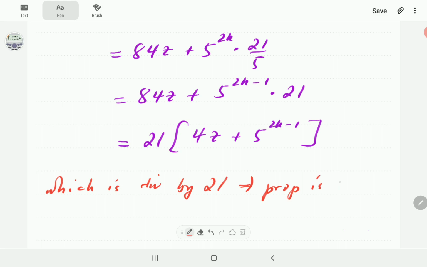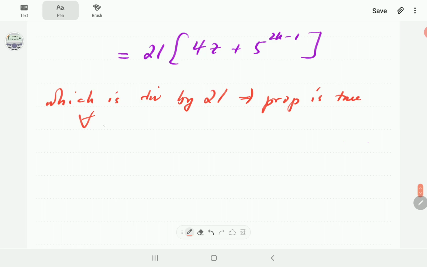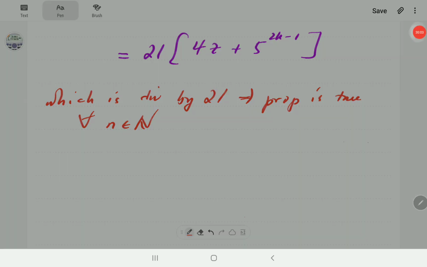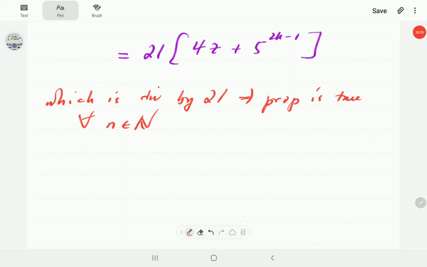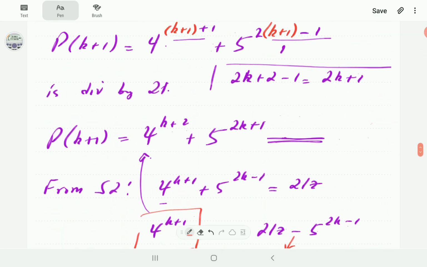So this is telling us that the proposition is going to be true for all counting numbers. So that completes that proof. All right, so that was example number C.